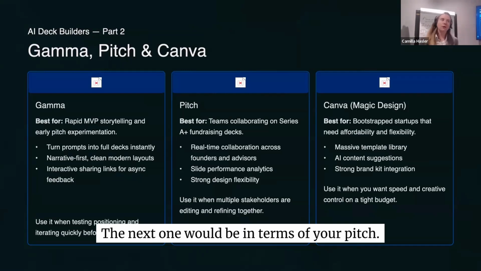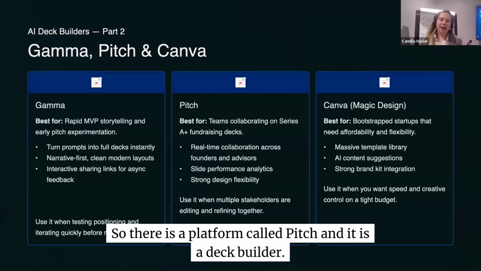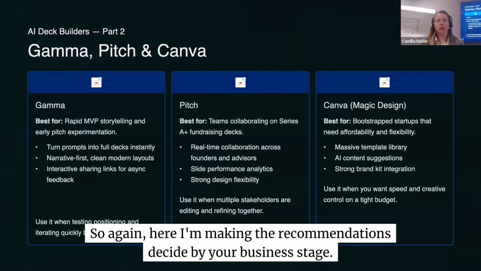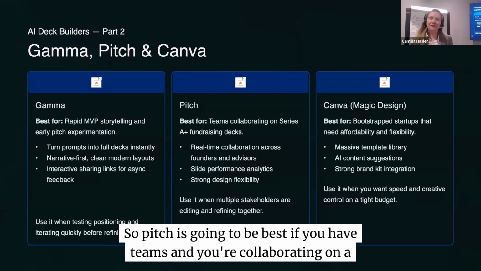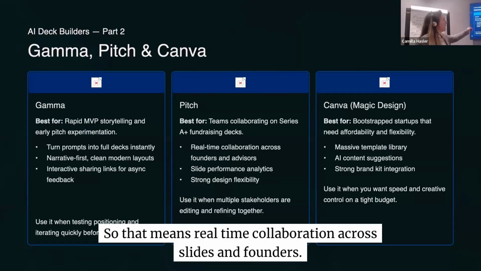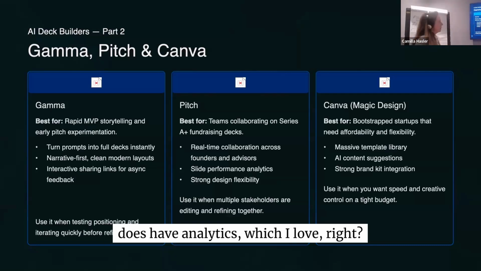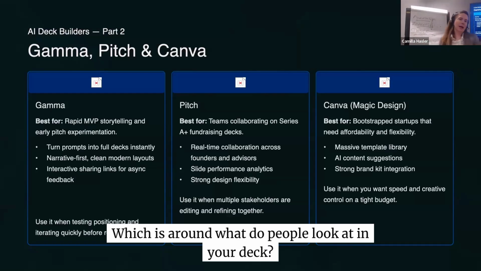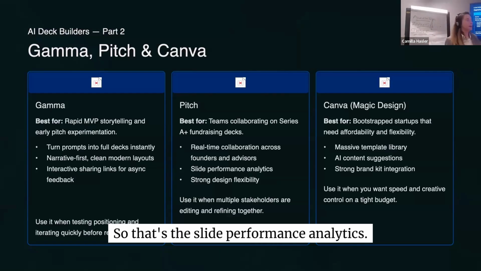The next one would be in terms of your pitch. So there is a platform called Pitch, and it is a deck builder. So again, here I'm making the recommendations. Decide by your business stage. Pitch is going to be best if you have teams and you're collaborating on a fundraising deck. That means real-time collaboration across slides and founders. It does have performance analytics, which I love, which is around what do people look at in your deck? So that's the slide performance analytics.